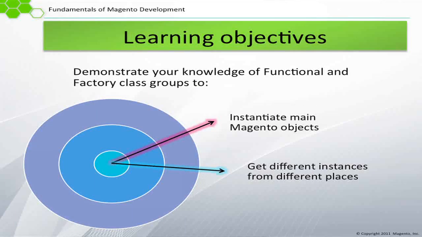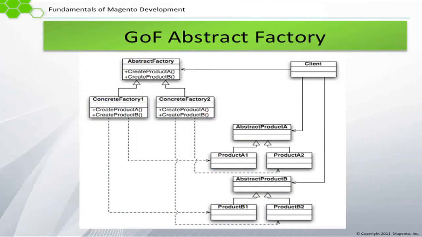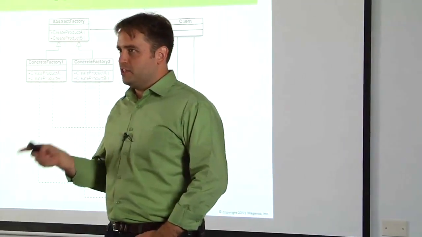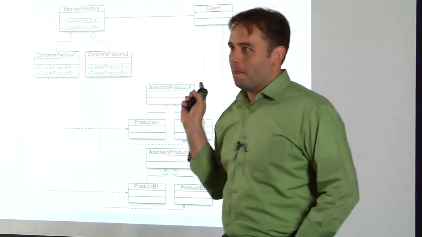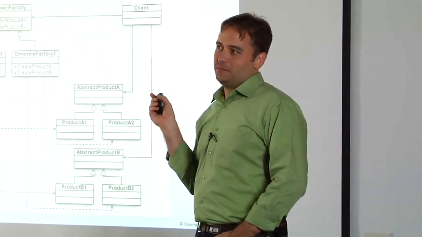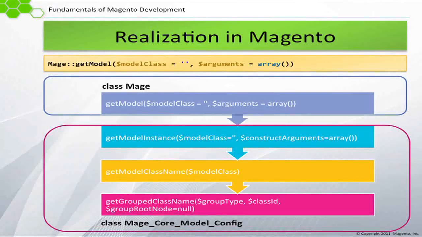So we're going to start to actually instantiate Magento objects, and we're going to grab different instances from different places. Quick reminder, Gang of Four. I can never remember their names, but yeah, four programming folk. They came up with this idea of, why don't we have a class actually instantiate other classes? It's factory. That's what Magento does. Magento has a unique implementation of that. We'll touch on this.